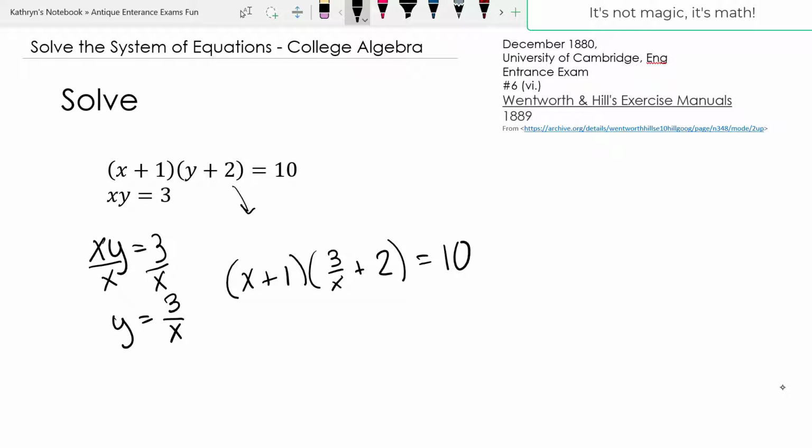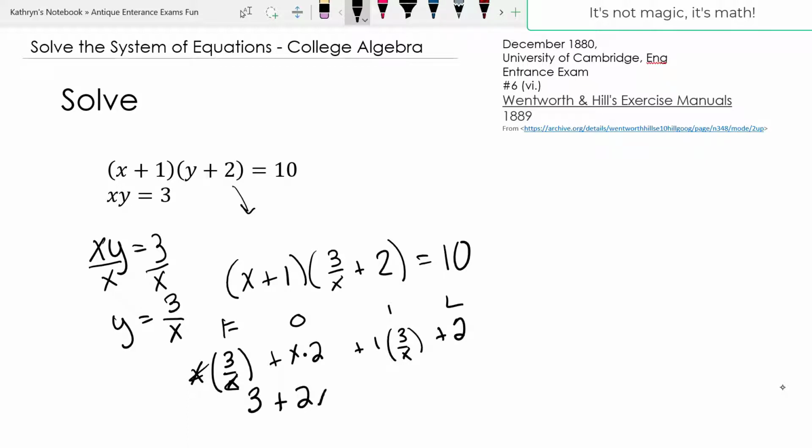Now, let's FOIL. First, outside, inside, last. Let's see what we get. I'm going to write the first one out. We're going to take x times 3 over x. Then outside, plus x times 2. Inside, plus 1 times 3 over x. Plus last, which is 2. Now the first one is nice because the x's cancel out. So we're going to have 3 plus 2x plus 3 over x plus 2. And I forgot, this still equals 10.